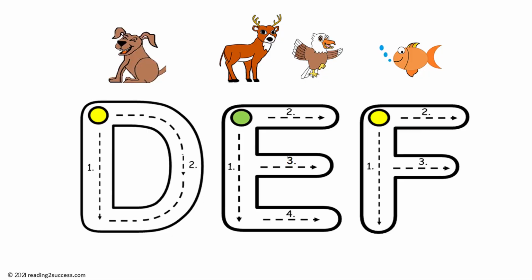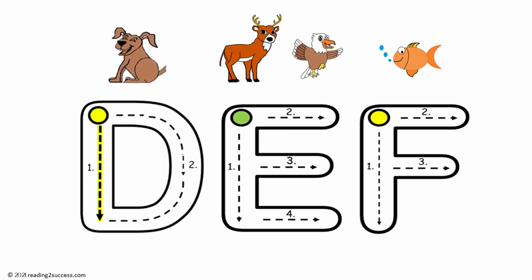When kids are ready, introduce them to the next letter card of 3 letters, D, E, and F. D is a consonant and makes the sound D, as in dog. E is a vowel and makes 2 sounds, a short sound eh, as in elk, and a long sound E, as in eagle. And F is a consonant and makes the sound F, as in fish.